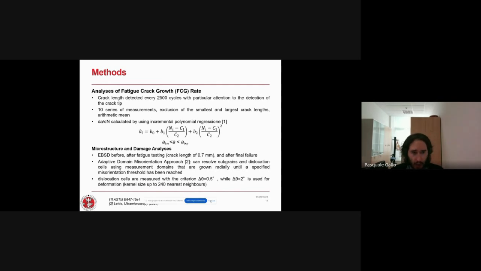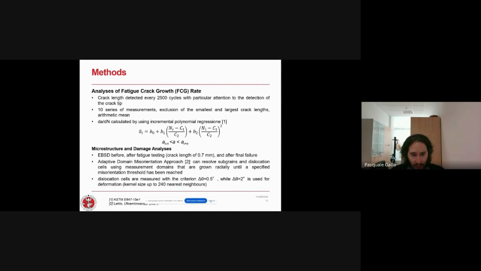When it comes to analysis of the fatigue crack growth rate, we analyzed the pictures and we noticed that every 2,500 cycles we could see a reasonable increment of the crack length and the crack tip. And we reanalyzed the crack length we detected by using an incremental polynomial regression instead of the direct secant method. That's because when you have such very small increments of crack length, the error grows exponentially if you use the direct secant method when you try to make the derivative. Therefore, we use a polynomial regression as suggested by the standard, but also by many other authors. And it worked very well, as we will see later in the results.